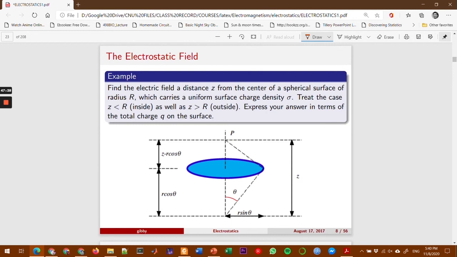So here is another example, quite a challenging one. You can do this at home and practice. Try to solve this one. You just have to find the electric field at a distance z from the center of a spherical surface, like an empty or hollow ball, or a spherical shell.